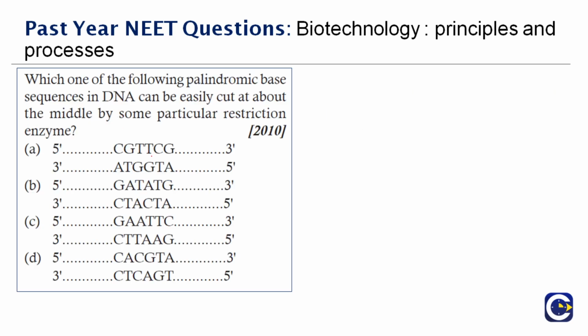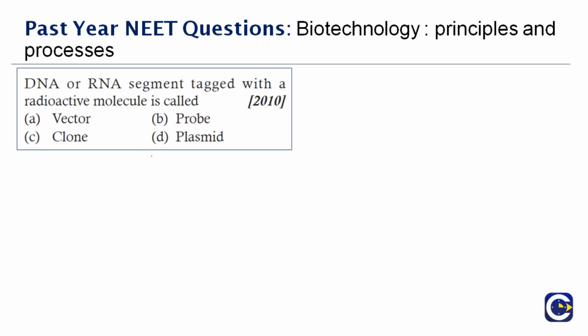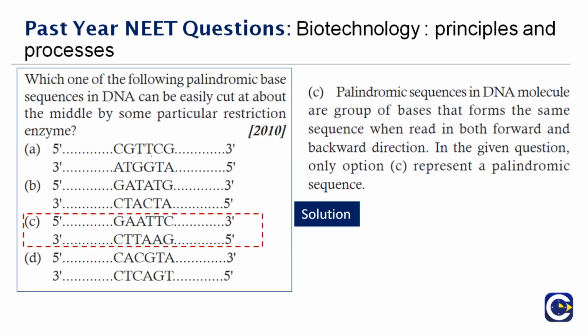Next question here. Which one of the following is a palindromic base sequence in DNA and can be easily cut about the middle by some particular restriction enzyme? Again it's a palindromic sequence, so it's option C here. You read it any way around, it's going to be the same. I just explained in the very first question of this video what a palindrome is. Here if you see GAATTC, GAATTC. In the given question, only option C represents a palindromic sequence. Therefore, the correct answer is option C.